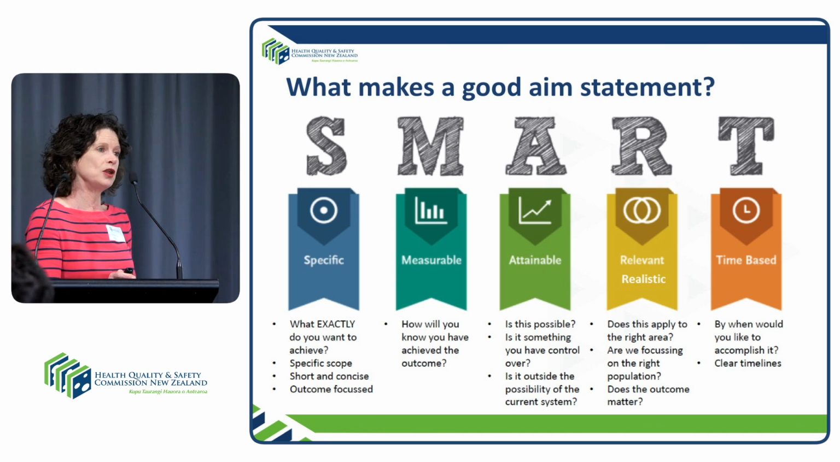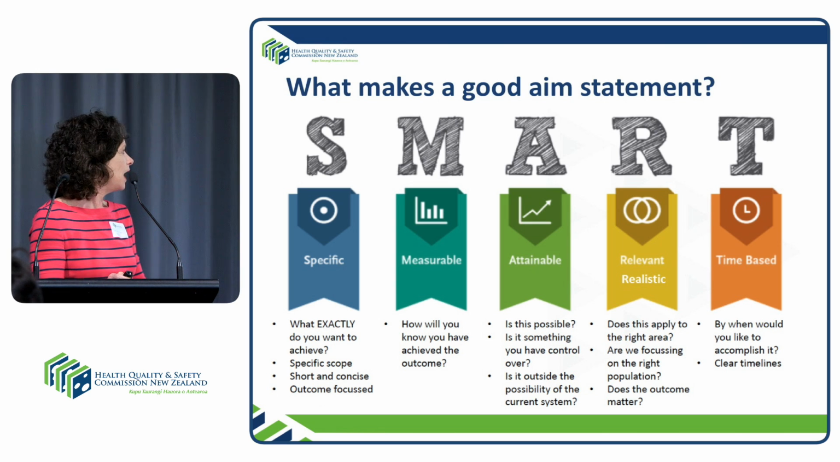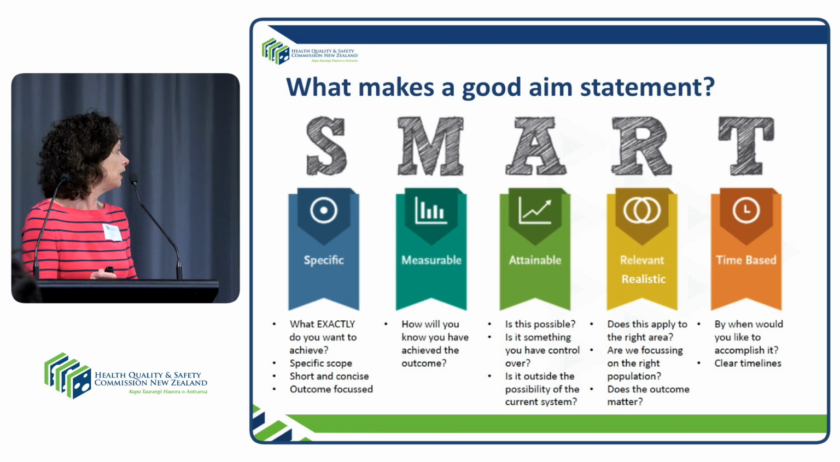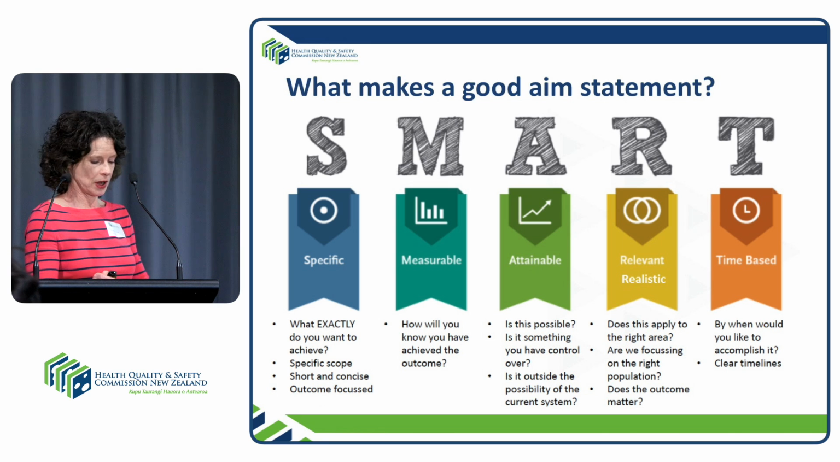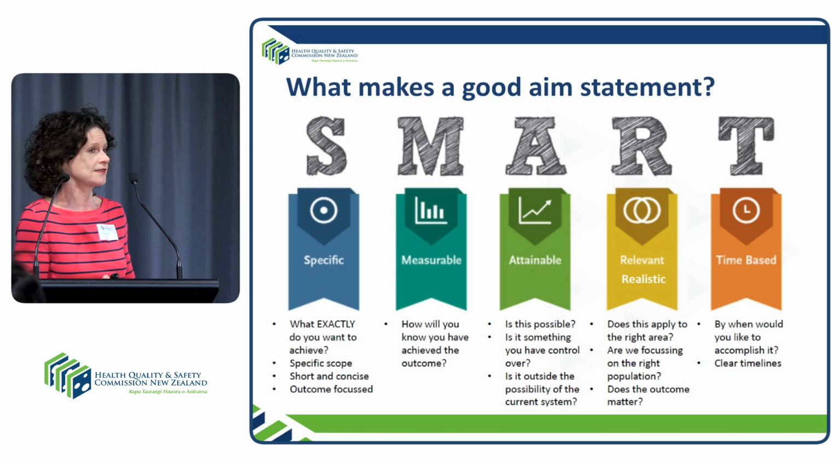And in terms of measurable, do you have measures to say how much by when? And achievable or attainable, is this actually possible? So that's in terms of your scope as well. You need to be able to attain what your work needs to be attainable. And is it something that you have control over? So there's no point in writing an aim statement about something that you as a project team have no control over. And then I think I added relevant, and realistic.